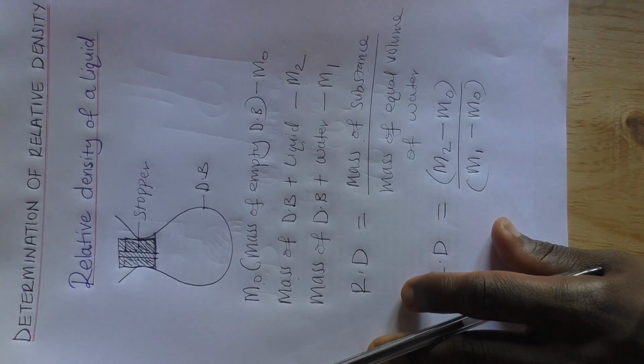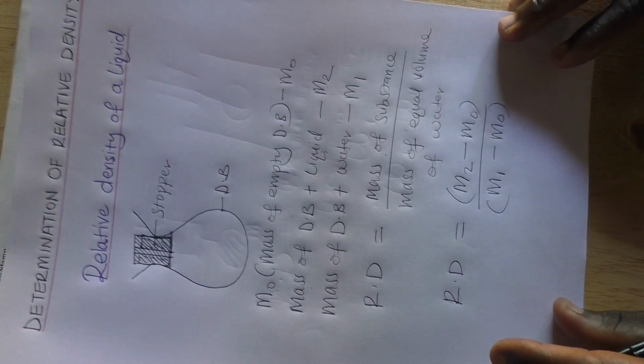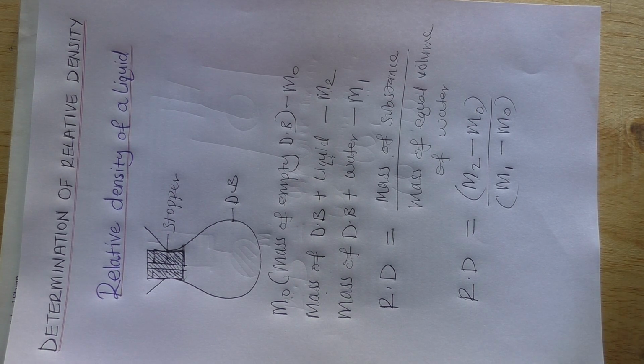After looking at what relative density is and how we obtain relative density, let us look at determination of relative density of a liquid and a solid. Let us start with determination of relative density of a liquid.